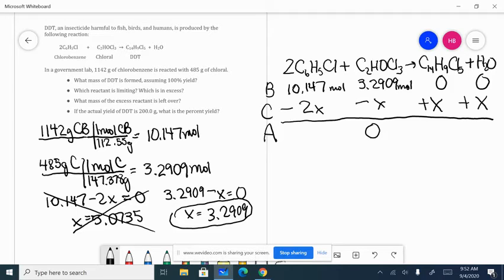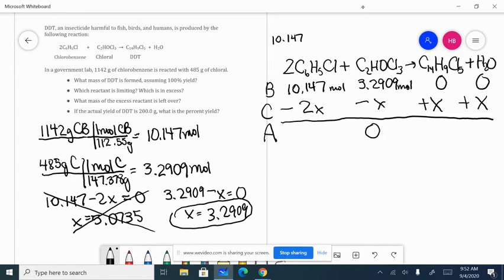But if we didn't want to do that simple algebra, we could look up here and say, okay, I need twice as much chlorobenzene as I do chloral. I look and say twice as much chlorobenzene. I don't have twice, I have more than twice as much. I don't have enough chloral to consume all the chlorobenzene. So twice as much of this would be like 6.6. I have plenty of this, so this is obviously the limiting reactant. My value for X here is 3.2909.